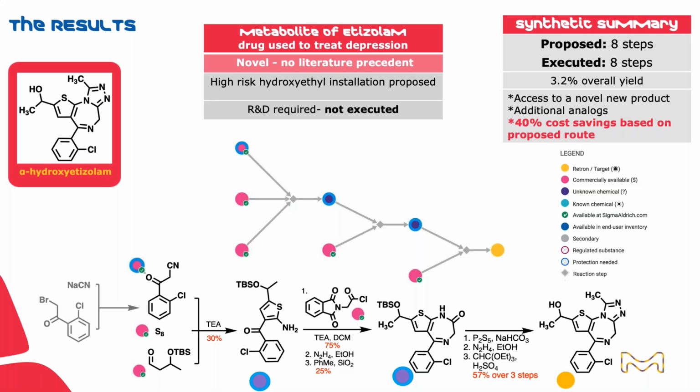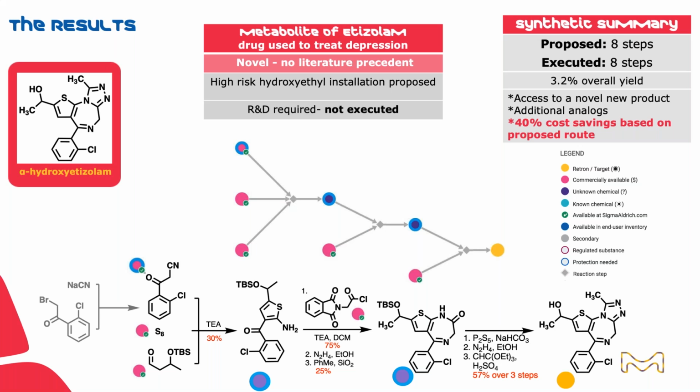And in fact, they were able to isolate that thiophene product in a 30% yield. This was enough to take on for the rest of the synthesis. And from there was more standard benzodiazepine forming chemistry, and then finally making that triazole ring to isolate the final product in a 3.2% overall yield.